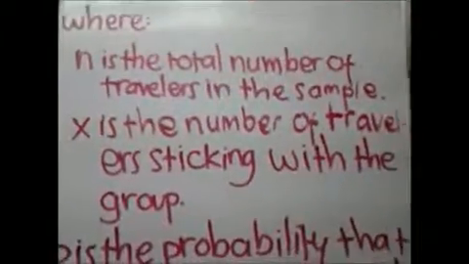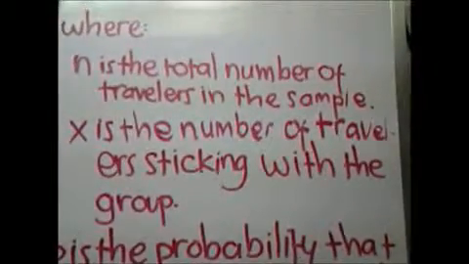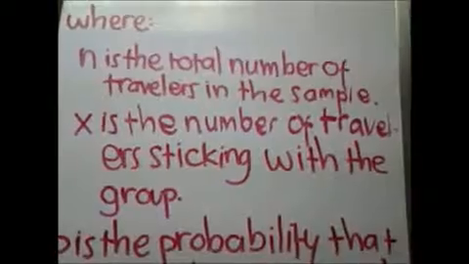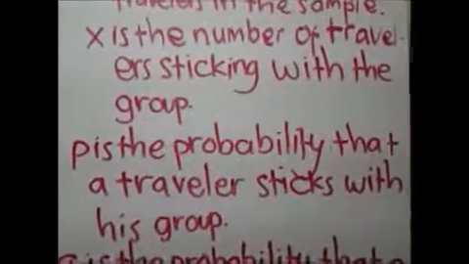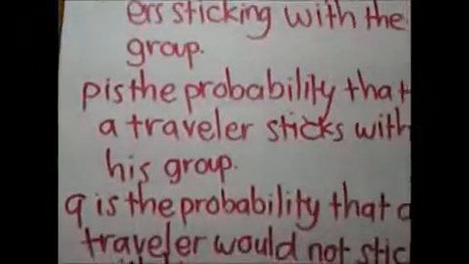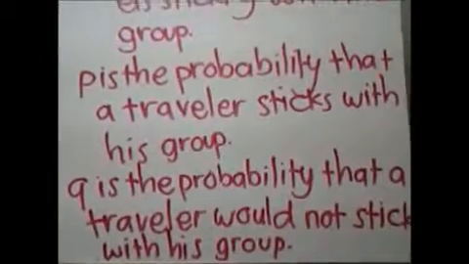So this is where n is the total number of travelers in the sample, x is the number of travelers sticking with the group, P is the probability that a traveler sticks with his group, and Q is the probability that a traveler will not stick with his group.